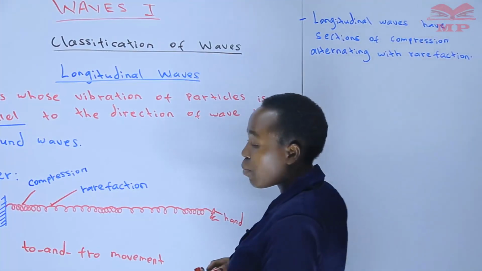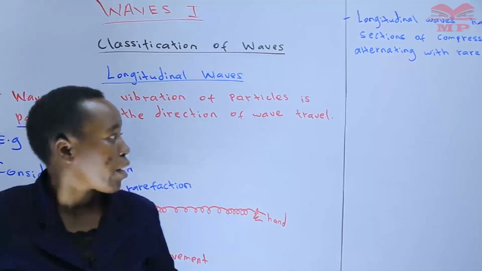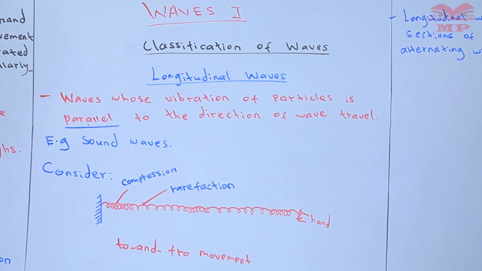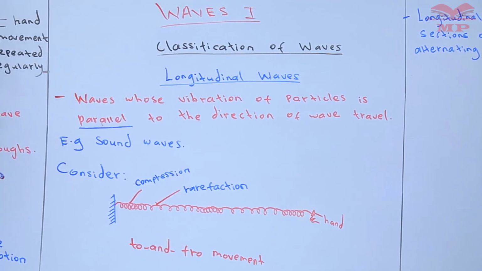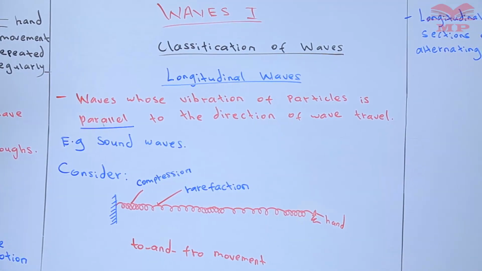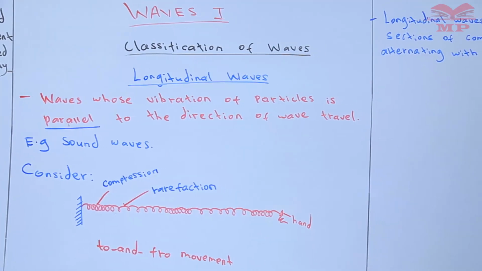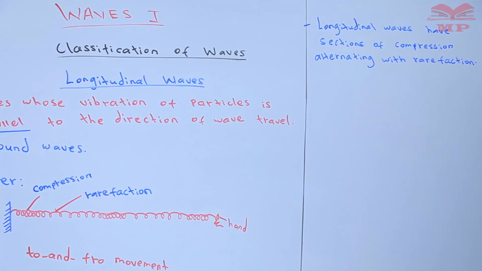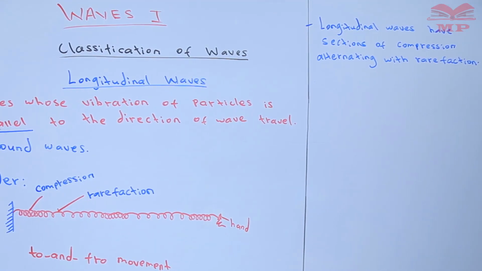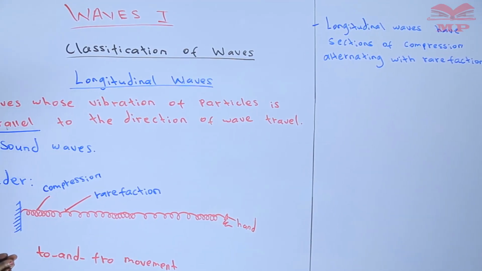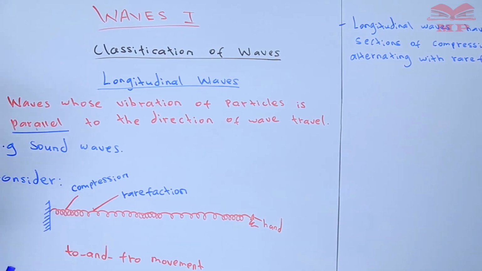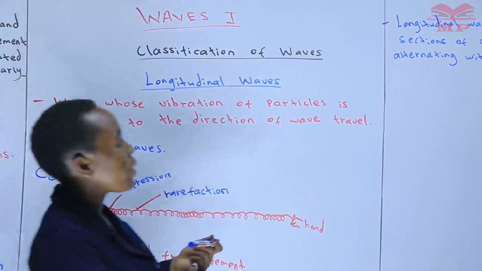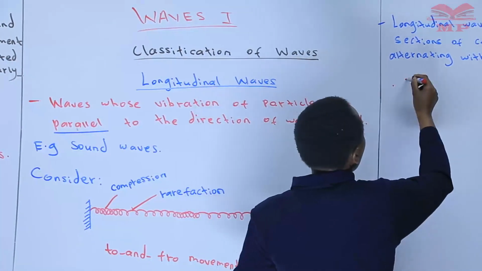so now you should be able to give another difference between the longitudinal and the transverse waves. So for the longitudinal waves, they have sections of compression alternating with the rarefaction. For the compression, it's where the spring is closer together, rarefaction far away from each other. So for an individual particle, we can explain it further.